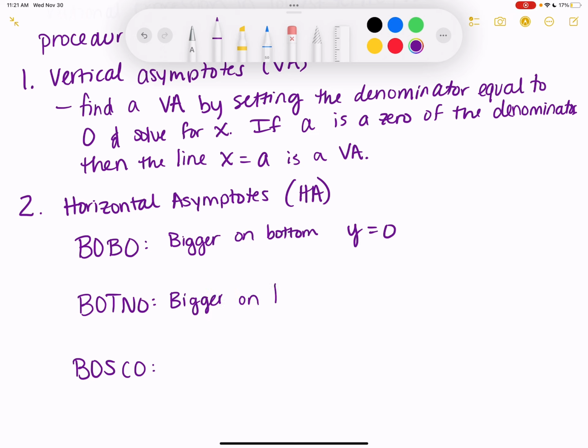Bigger on top. No, there's not. So there's no horizontal asymptote. If they're both the same, use the coefficient.